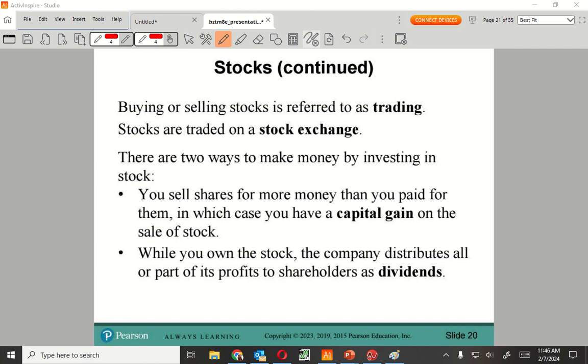There are two ways to make money by investing in stocks. You sell shares for more money than you paid for them, in which case you have a capital gain on the sale of that stock. So, you guys remember a couple years ago that whole GameStop thing where people were buying shares of that and selling it, right? Okay, so the big deal about that was it started out at $4 a share. People bought it at $4 a share. Then the market, because so many people were buying it, it went up to over $600 a share.